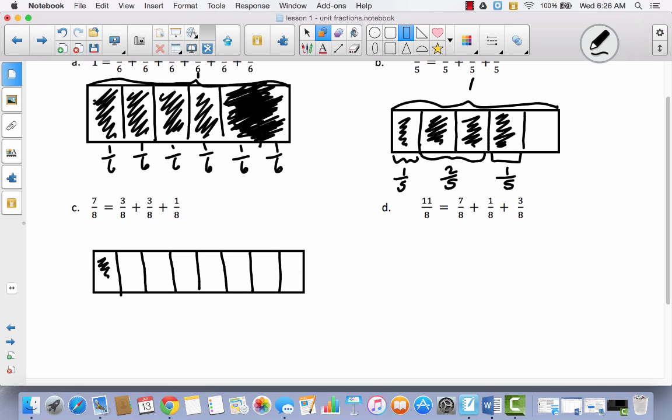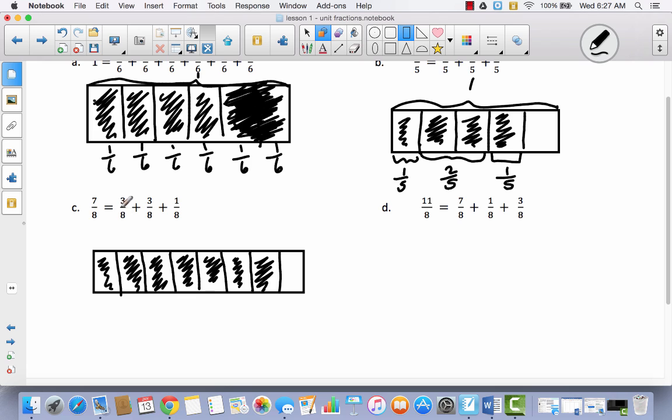So I'm going to shade 7. 1, 2, 3, 4, 5, 6, 7. So when you're shading these, don't worry about getting a crayon or anything like that. Just use your pencil and just lightly shade them. Don't spend 5 or 10 minutes shading, or you're going to look up and your whole class period is going to be gone and you only did like 2 or 3 fractions. Just lightly shade them and move on.